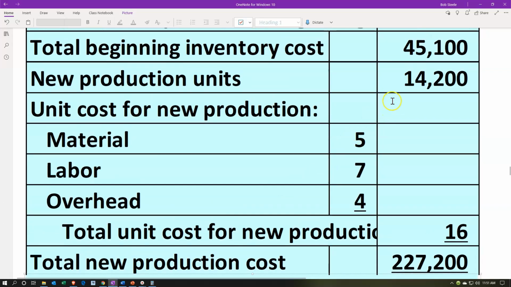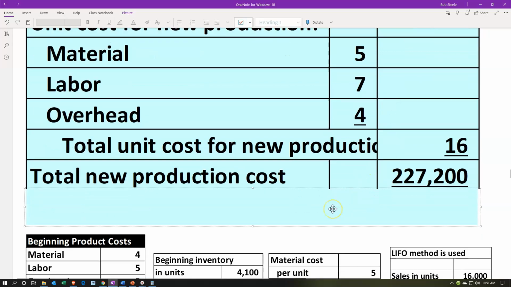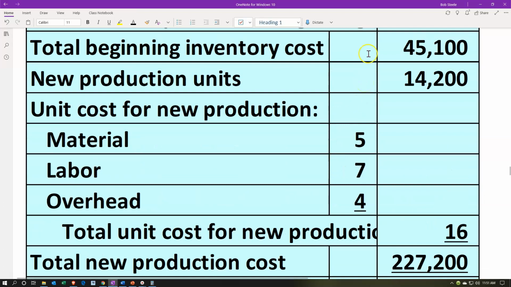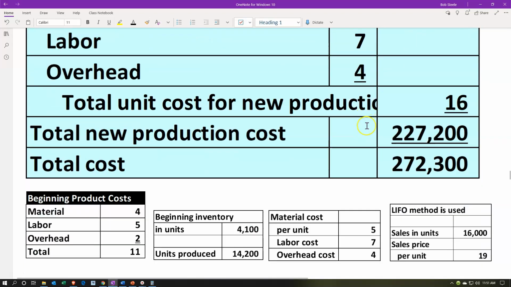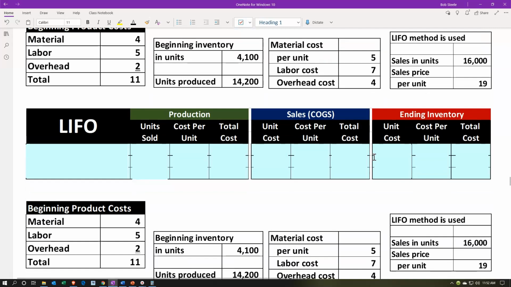So if we multiply that out, we got the 14,200 times the 16, we got the 227,200. And then if we add the 45,100 of the beginning inventory and the units produced, 227,200, we get the 272,300 dollar amount available to sell during the time period. Okay, now let's do our LIFO calculation.